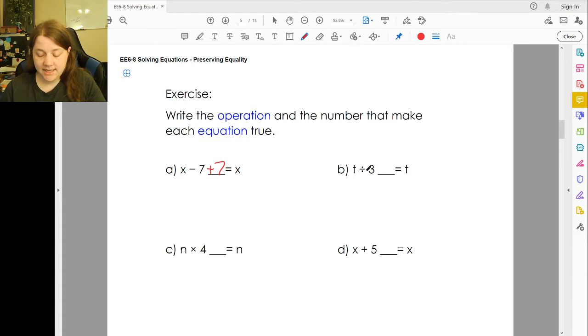Over here, t divided by 3, if I split t into 3 groups, then the way to undo that and get right back to the amount I had before is to multiply by 3. Letter C, n times 4, the inverse of multiplication is division. I would divide by 4. X plus 5, the inverse of addition is subtraction. So I would subtract 5 away.